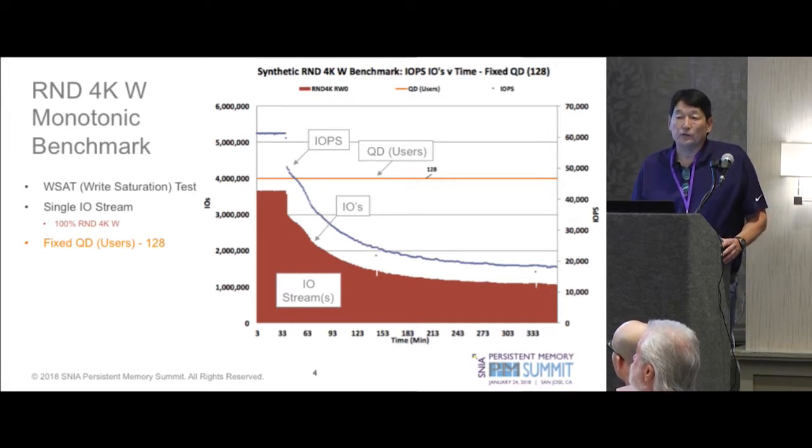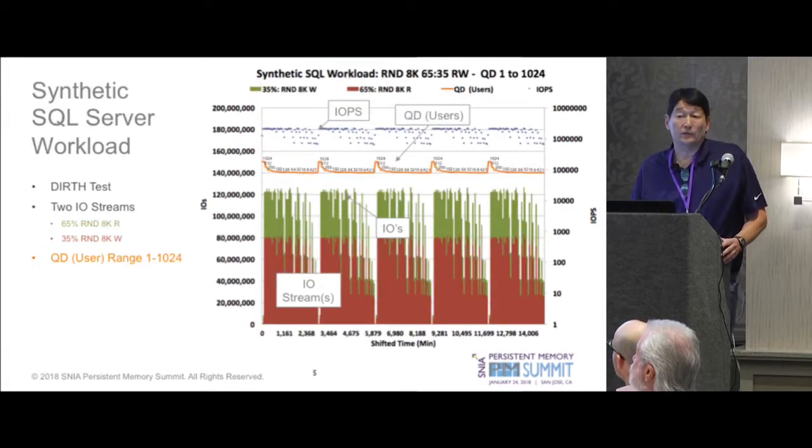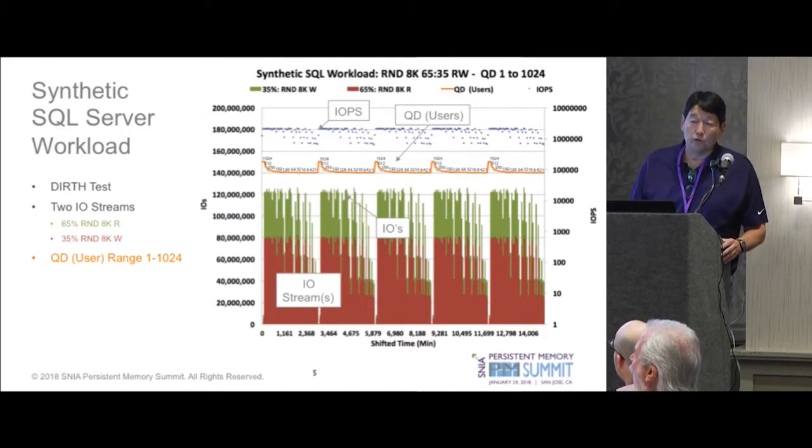This next case is another synthetic workload. This is that random 8K 65/35 read-write mix. In this case, it's just like the random 4K, except 2 things. Instead of a single stream of random 4K writes, now we have 2: random 8K reads and random 8K writes in a ratio of 65-35. When you see the streams there, the green and the red represent the reads and writes, but all of those I/O streams going across are random 8K.